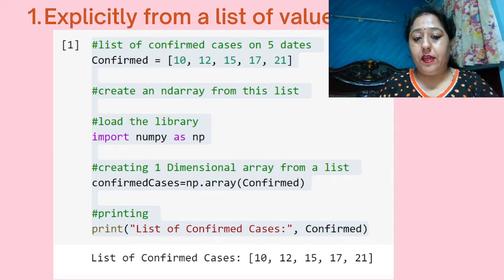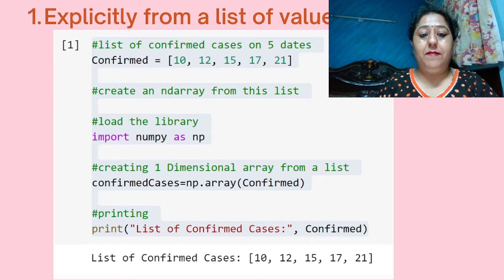Here we call the function array with one parameter value which is confirmed, that is the list. So we pass the list as a parameter to the function array, which is a function of the NumPy library. What we get is a one-dimensional array which we have named as confirmed cases. So the name of the list is confirmed and the array created from this list is confirmed cases.